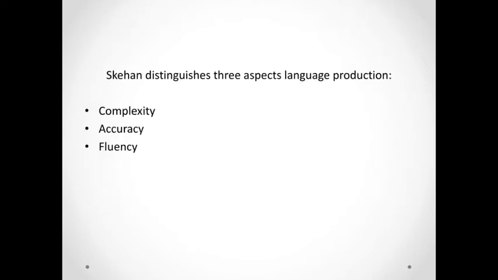Skehan distinguished three aspects of language production. The first one is complexity, the extent to which the learner produces more complex language using the rule-based system. And the second is accuracy, the extent to which the learner conforms to target language norms. And the last is fluency, the extent to which the learner can speak rapidly without undue pausing, repetition, or reformulation.